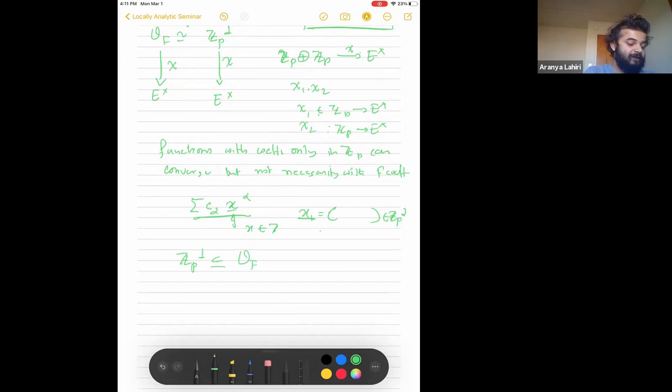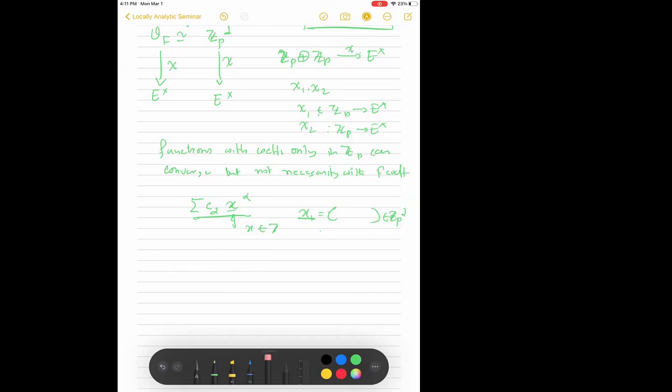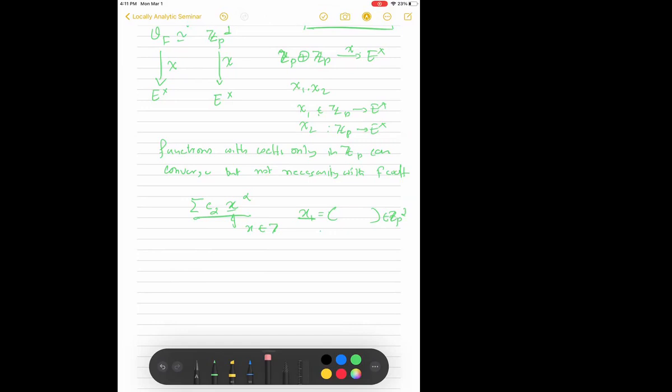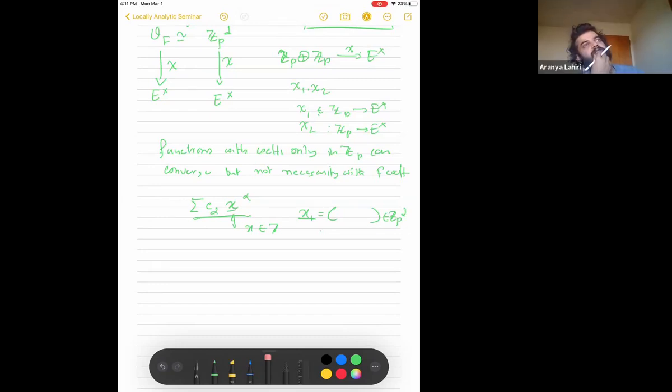What do I mean by that? So it might converge on the Z_p valued points of O_F, right? But it might not converge as an F valued function or as a function on F. That's probably just nonsense. Did I just say nonsense? Probably I said nonsense.